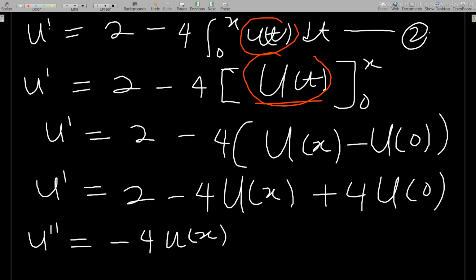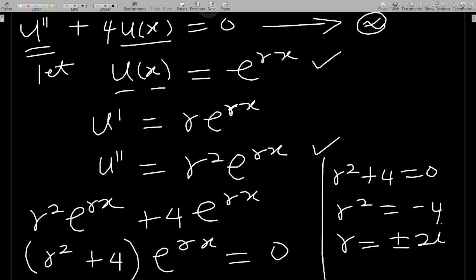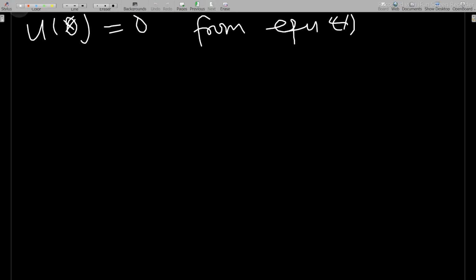Now u prime of 0, this u prime is actually u prime of x. So wherever I see x, I put 0. And I'll get u prime of 0 is equal to, here there's just 2, so I have only 2. Now we'll have to put x equals 0. So x equals 0 here means the integral from 0 to 0 again, and that means we'll get 0, because we said the integral from one point to that same point is 0. So it means I'll get u prime of 0 equals 2 from equation 2, okay?